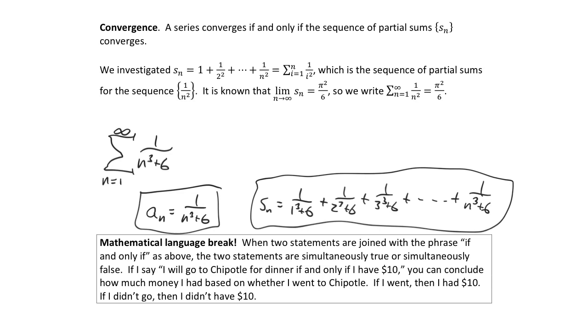Okay, so one thing I want you to notice in this result: a series converges if and only if the sequence of partial sums converges. That if and only if is a two-way street. So if a series converges, then the sequence of partial sums converges. On the other hand, if the sequence of partial sums converges, the series converges. If I tell you I'll go to Chipotle for dinner if and only if I have $10, then you can determine how much money I had by looking at whether or not I went to Chipotle. If I went, I had $10. If I didn't, then I didn't have $10. Also, if I have $10, then you know I went to Chipotle. And if I don't have $10, you know I don't go.